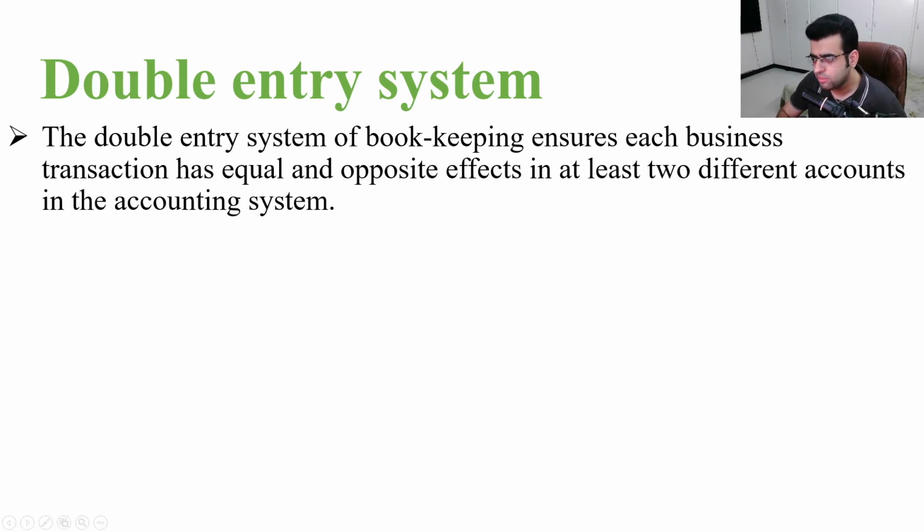And if we bought that motor vehicle on loan instead of cash, then motor vehicle will again increase, but now cash will not decrease. Liability will increase by the name of the person who has given us that motor vehicle. So this is how the double entry system works. We will discuss it in detail further.